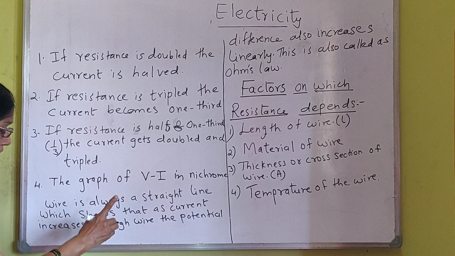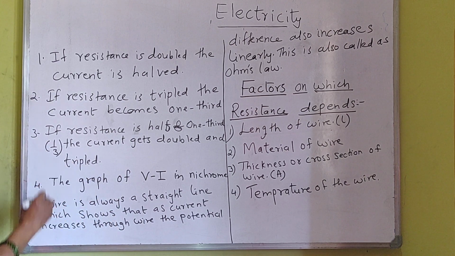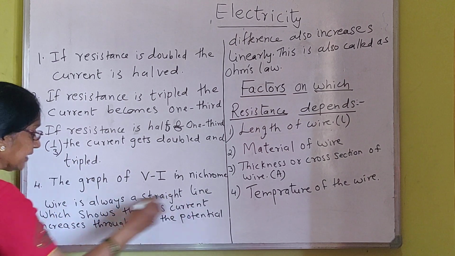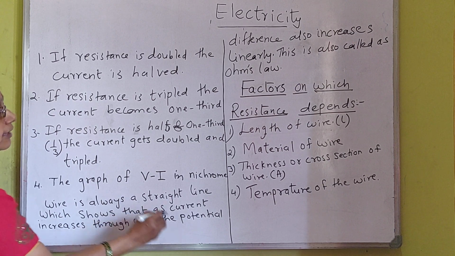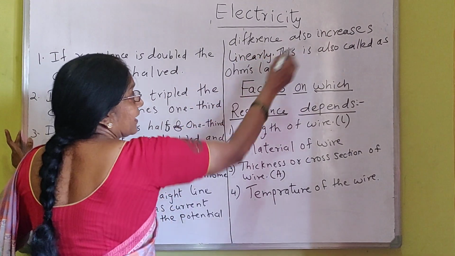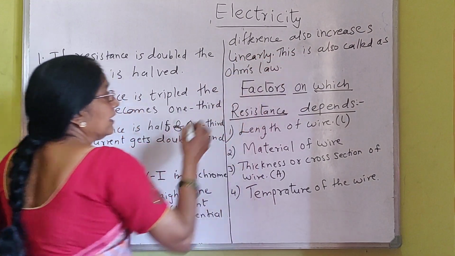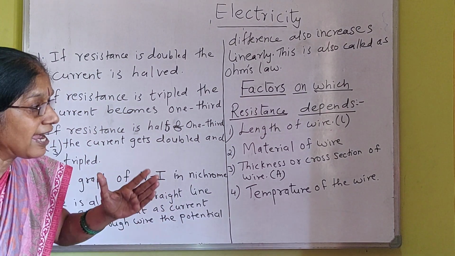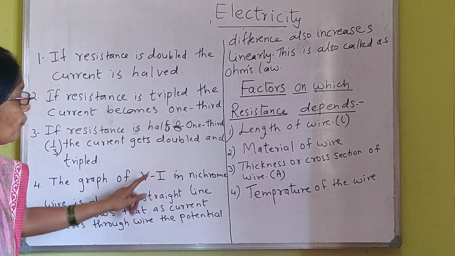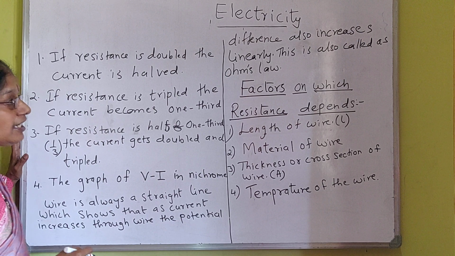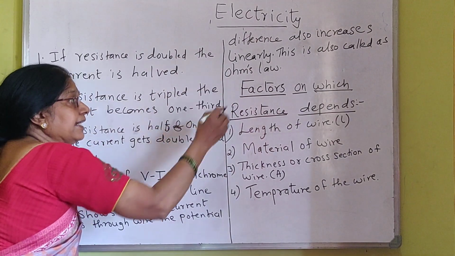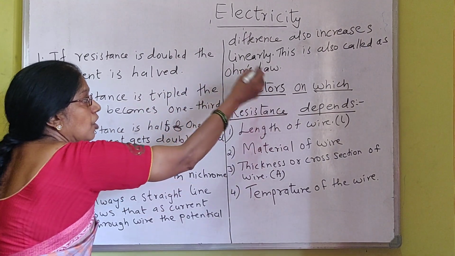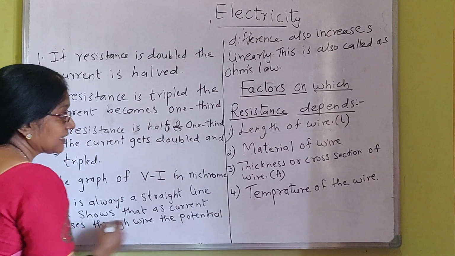Why? Because from the graph we can see that as the current increases through the wire, the potential difference also increases linearly. Linearly means in a straight manner. So the graph of VI is always a straight line. This is also a second definition for Ohm's law. Ohm's law can be defined in this way also.